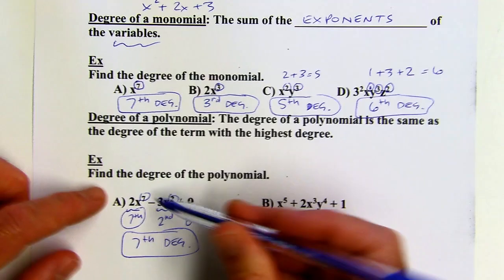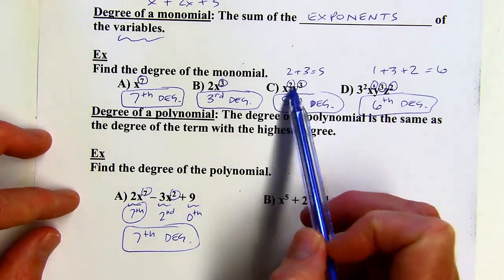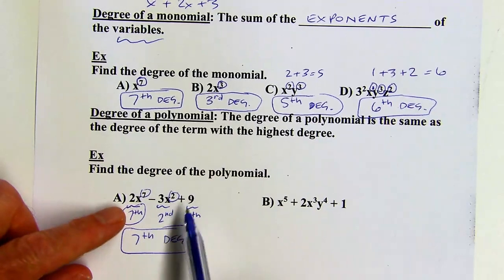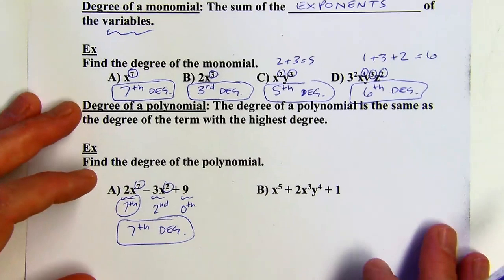So I'm not adding these together. You only do that when you're working within one term, like I am up here. But these are multiple terms, right? So then you just find the highest degree term, and that's the degree of the whole polynomial.